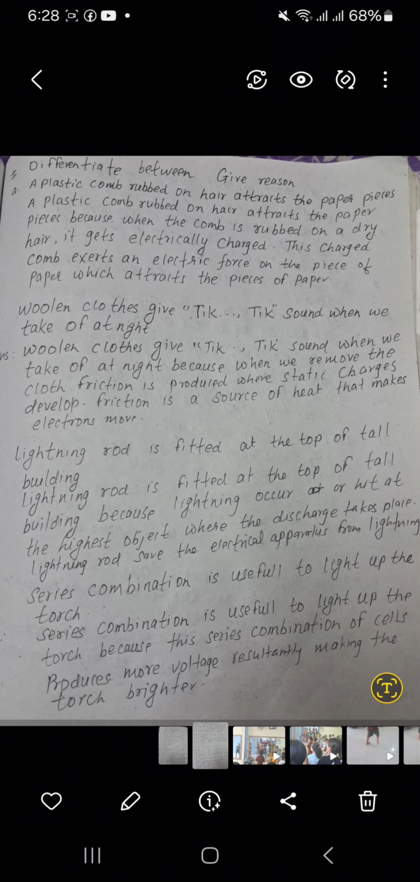And the next question is, series combination is useful to light up the torch. Why? So the answer would be, series combination is useful to light up the torch because this series combination of cells produces more voltage, resultantly making the torch brighter. So these are the questions related to our electricity and magnetism based on static electricity and current electricity. As I have told you earlier, what is static electricity and what is current electricity in my old video.